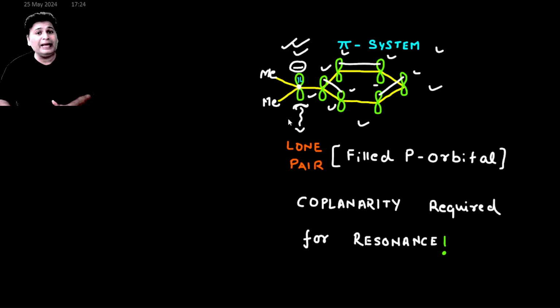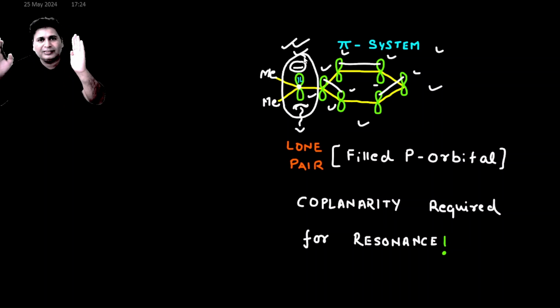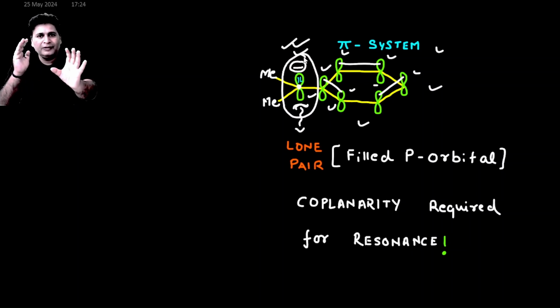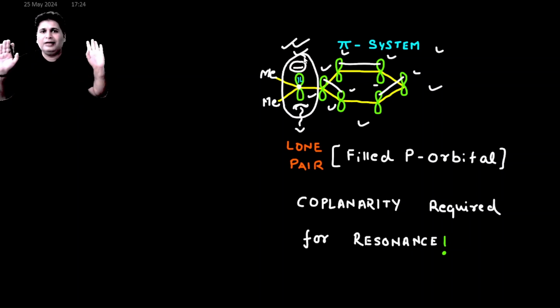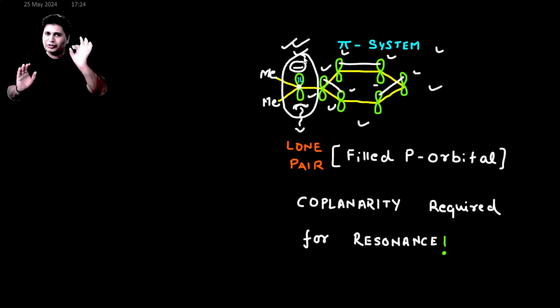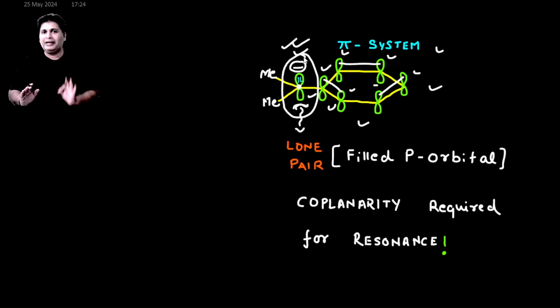Now, if by any means you break this condition, you make this orbital carrying the lone pair not parallel to the pi system of the benzene ring, and instead of parallel, if the lone pair becomes orthogonal, perpendicular by any means, then there will be no resonance of this minus charge into the benzene ring. So you should understand this should not happen, and if at all it happens, there is no resonance, and that is the situation which we see in steric inhibition of resonance.